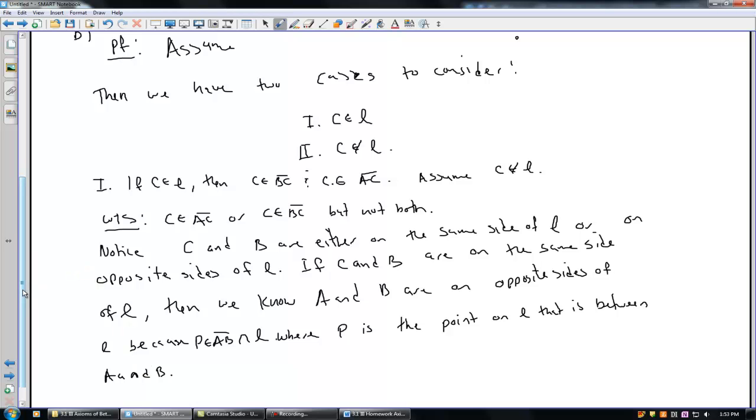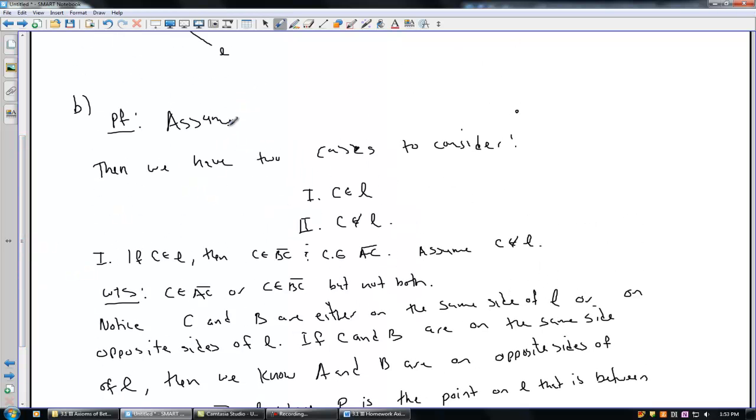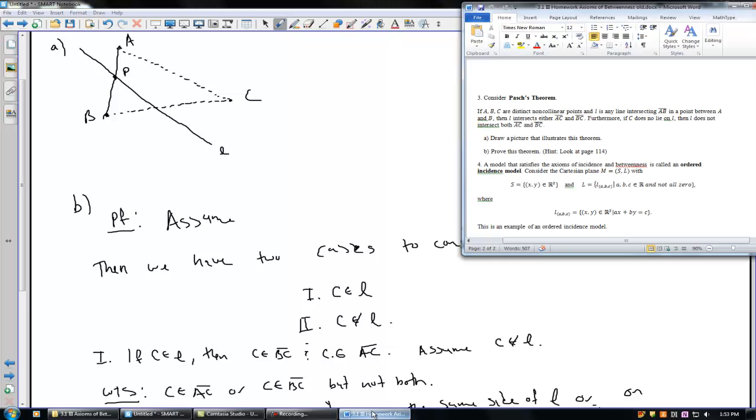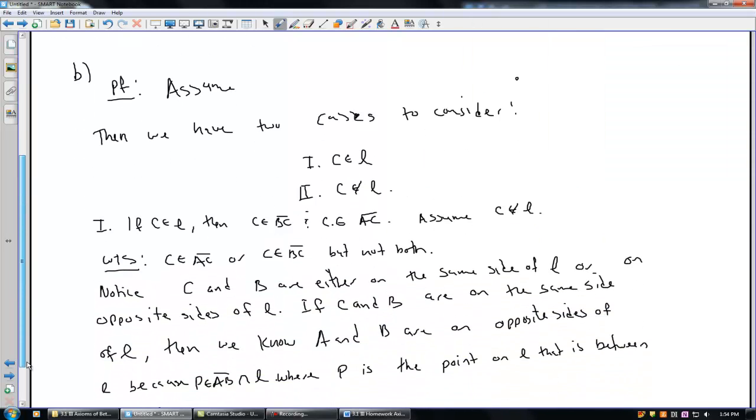All right, so you assume all this stuff, and so you could actually put P up here. So assume A, B, and C are distinct collinear points, and L is any line intersecting AB in a point, and you can put here P between A, B. Then you don't have to say where down here if you don't want to, but you should be okay.